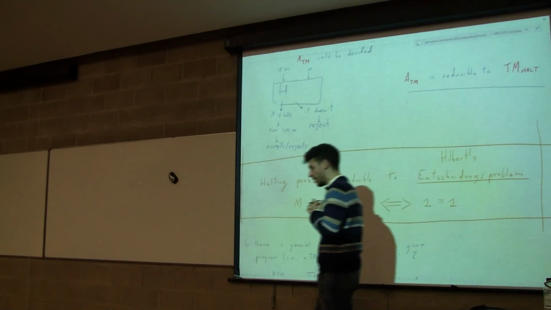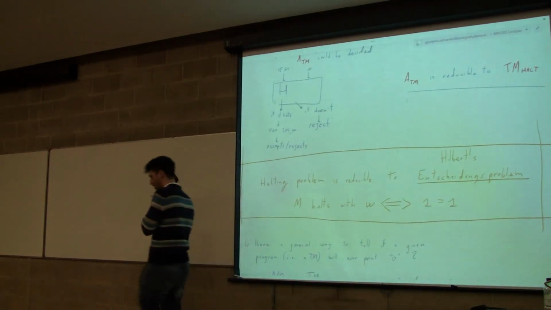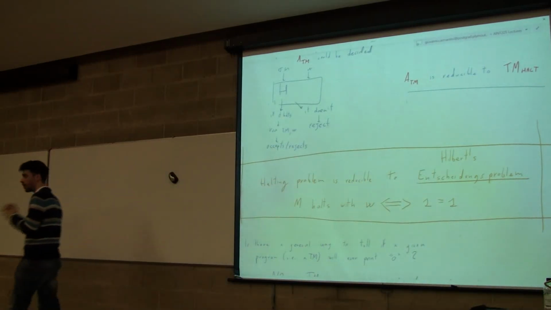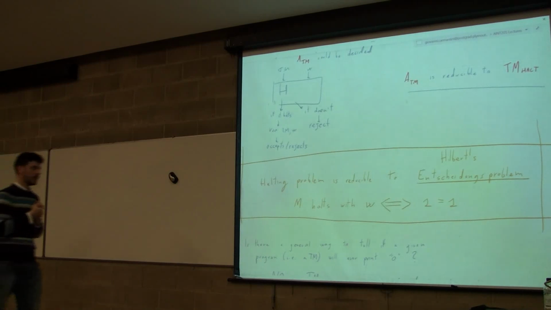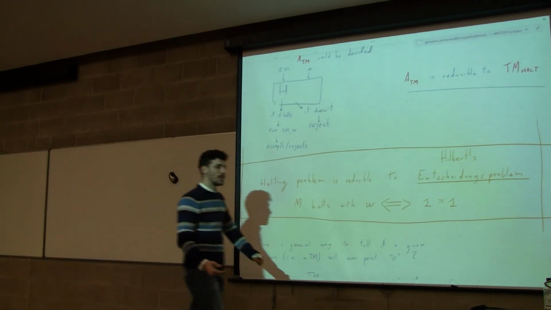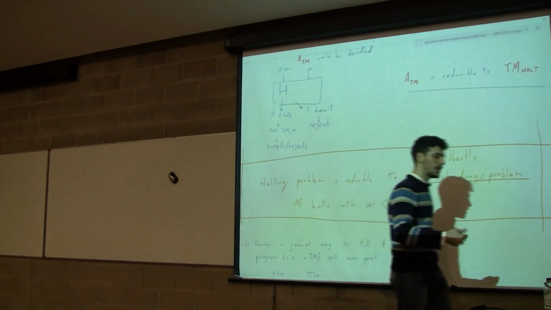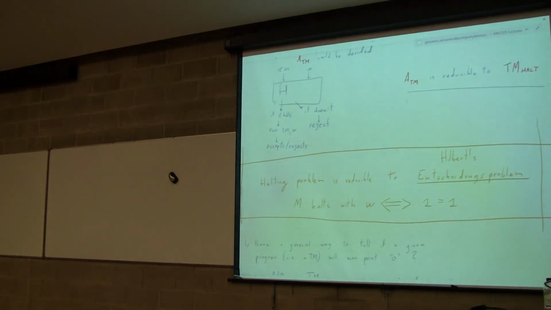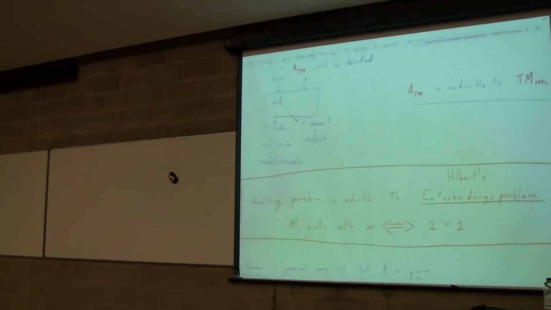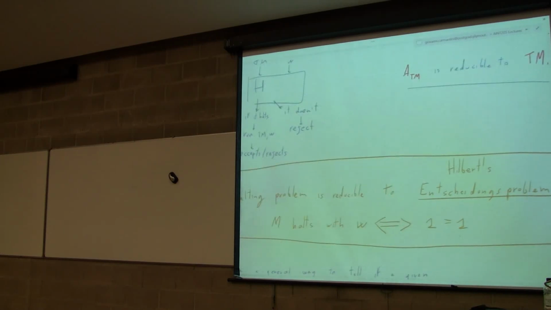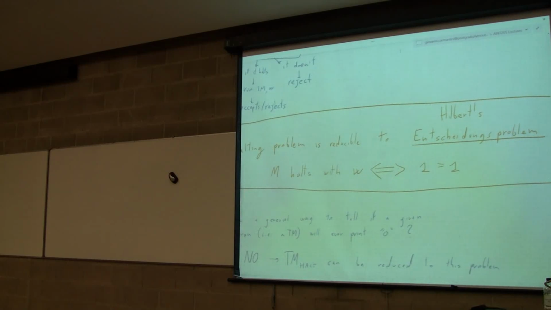Now, why did Alan Turing think about these questions? Why did he spend any time at all trying to answer these questions, right? Because actually he showed that the halting problem is reducible to the Entscheidungsproblem. I don't know if you remember. You read it?